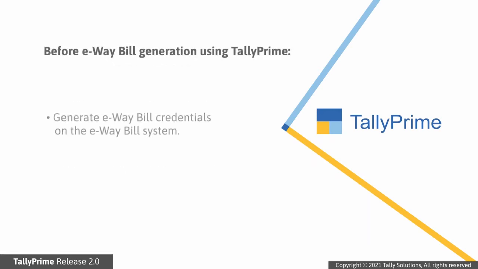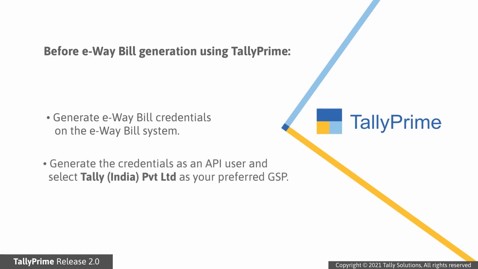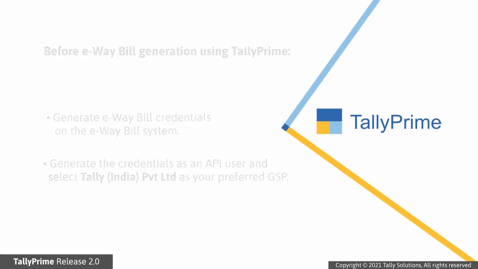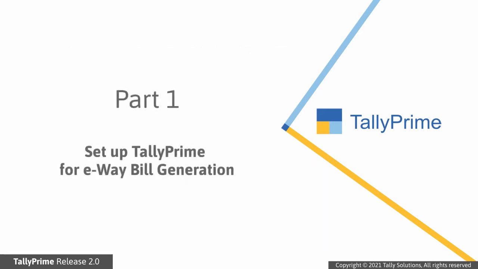Before e-way bill generation using Tally Prime, you need to generate e-way bill credentials on the e-way bill system. While generating credential as an API user, you will need to select Tally India Private Limited as your preferred GSP. And you need to do a one-time setup in Tally Prime.